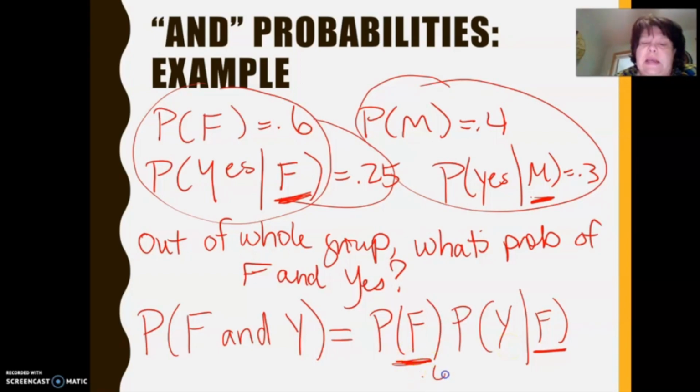So this would be 0.6, what we're given, times 0.25, which is 0.15, if I have that right. Yes. And you could do the same thing for the males. P of male and yes is probability of male times the probability of yes given male.